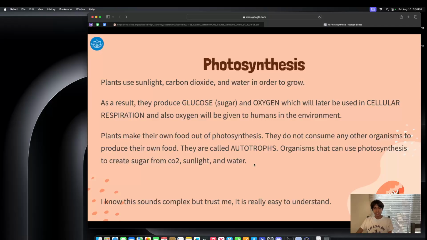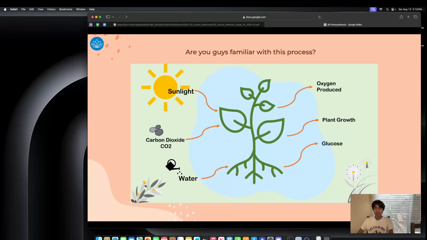I know this sounds very complex, but trust me, it's easy to understand, just like all the previous material in our classes, right? Are you familiar with this process? Sunlight, carbon dioxide, and water go into the plant, and out come the oxygen produced, plant growth, and glucose. I'm sure you know this, and you've seen it while gardening. That's why we put water in plants, and why plants live outside, and why we breathe out carbon dioxide and plants take it in. So this leads to all of those things.